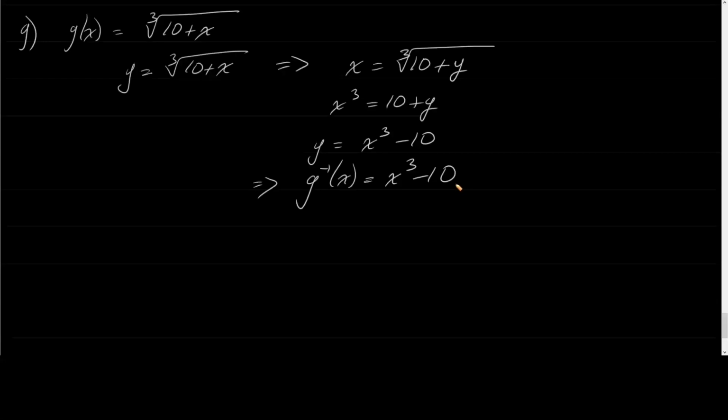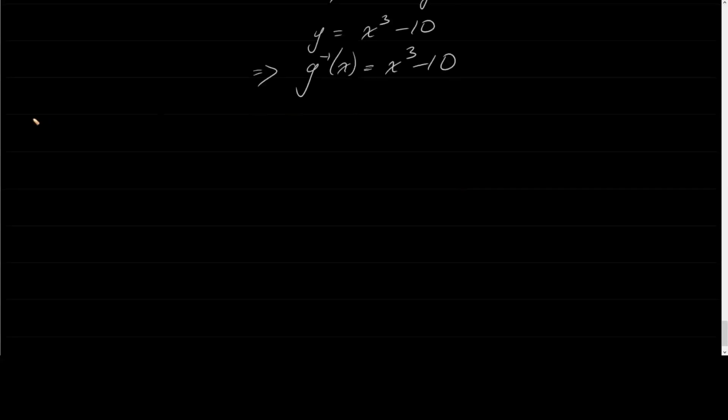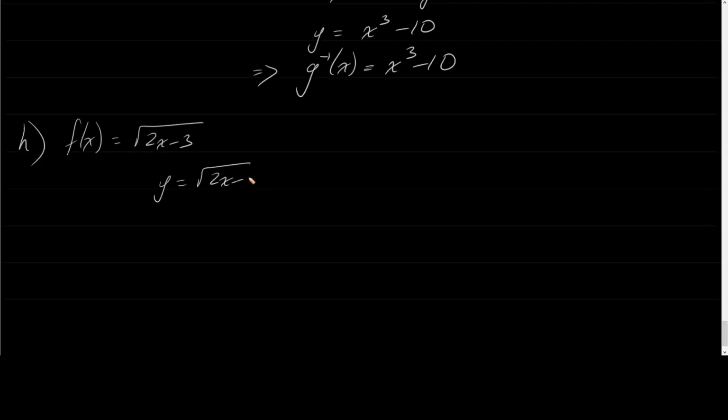Let's do another one. That was g. So let's say that I have f of x being equal to the square root of 2x minus 3. And we're trying to find the inverse of that. Once again, we're going to start by saying, let y equal the square root of 2x minus 3. And then rewrite this as x is equal to the square root of 2y minus 3. Because once again, we want to replace the x with y and y with x.